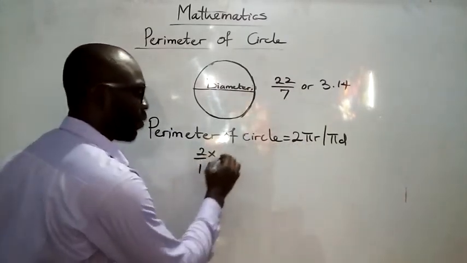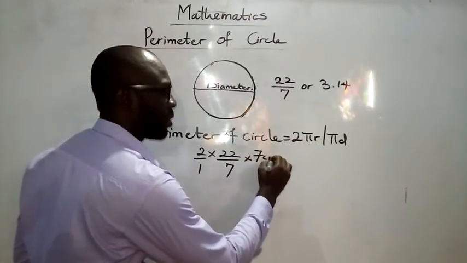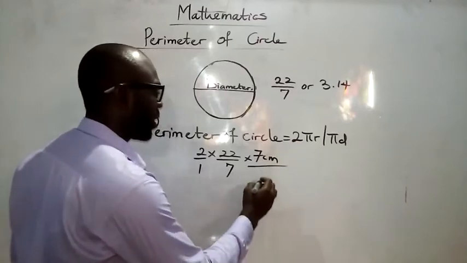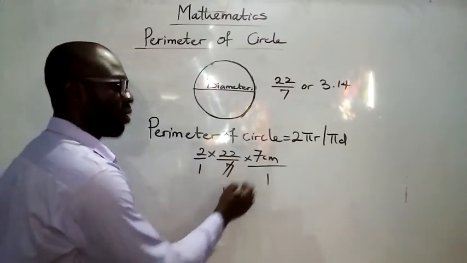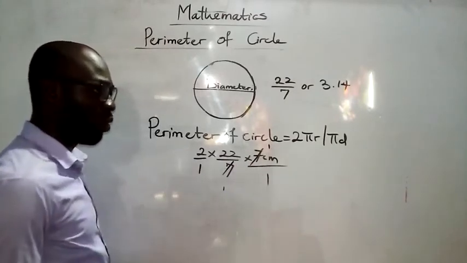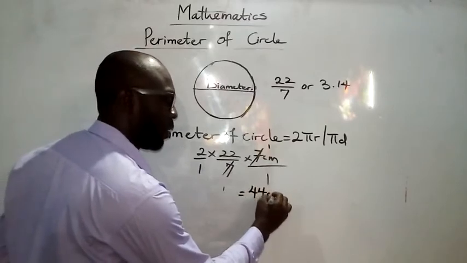We have 2 over 1, 22 over 7, multiplied by what? Radius is given to us as well, 7 centimeters over 1. 7 here is 1, and 7 can divide 7, which is 1. 2 multiplied by 22 becomes what? 44 centimeters.